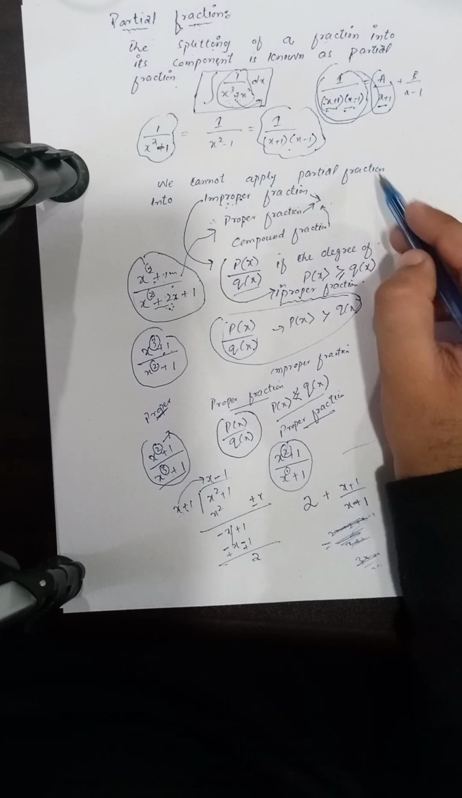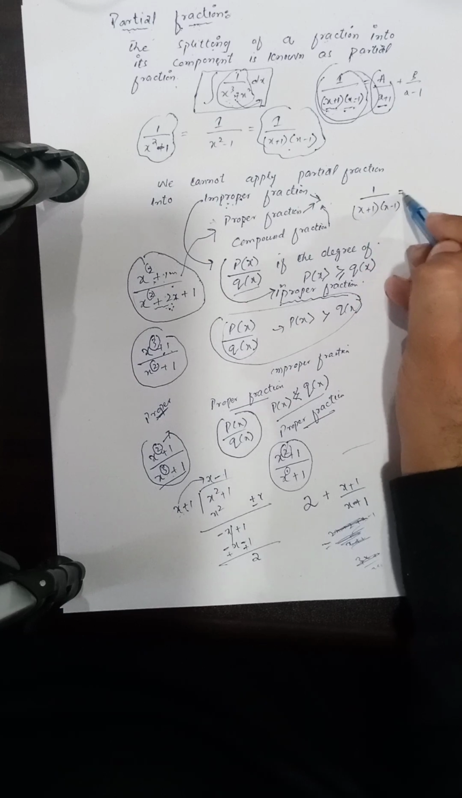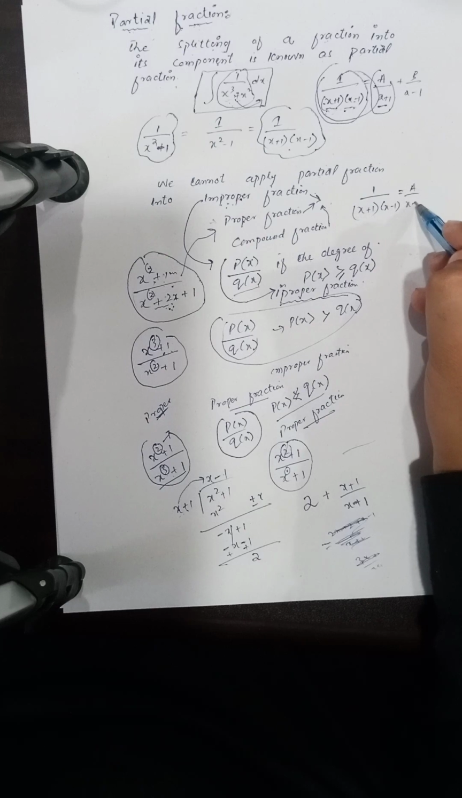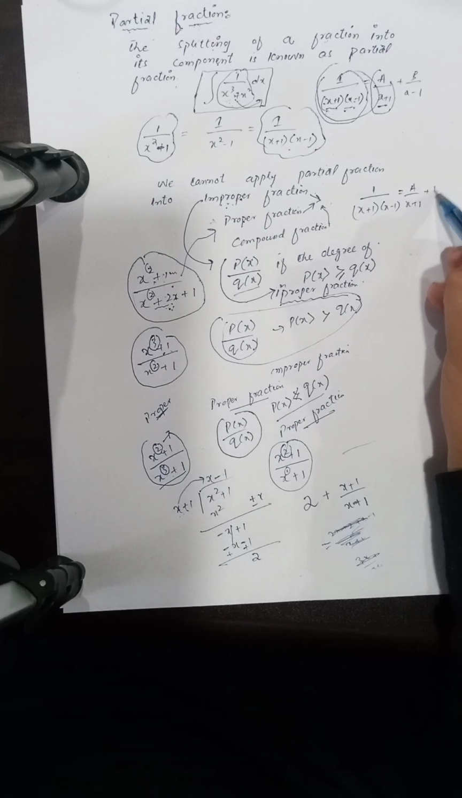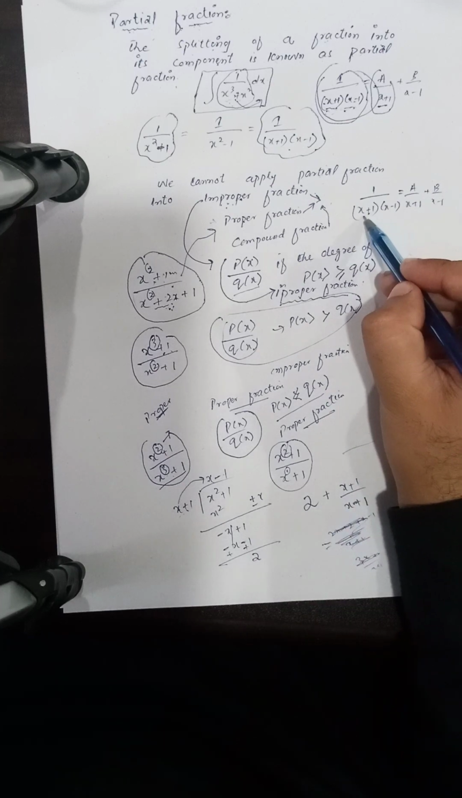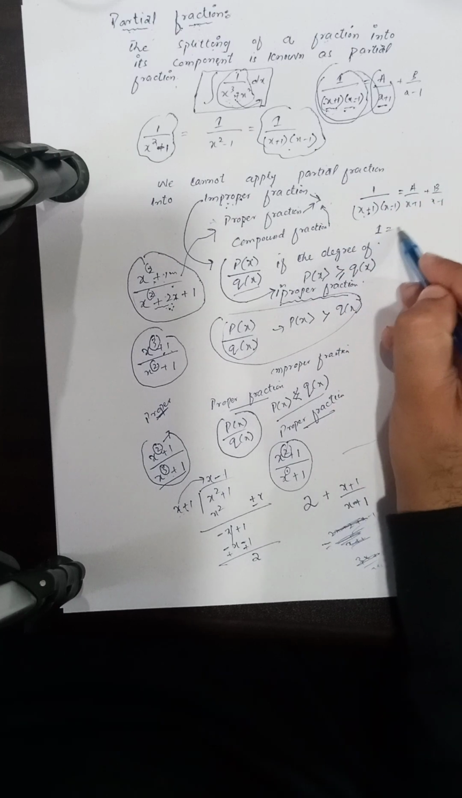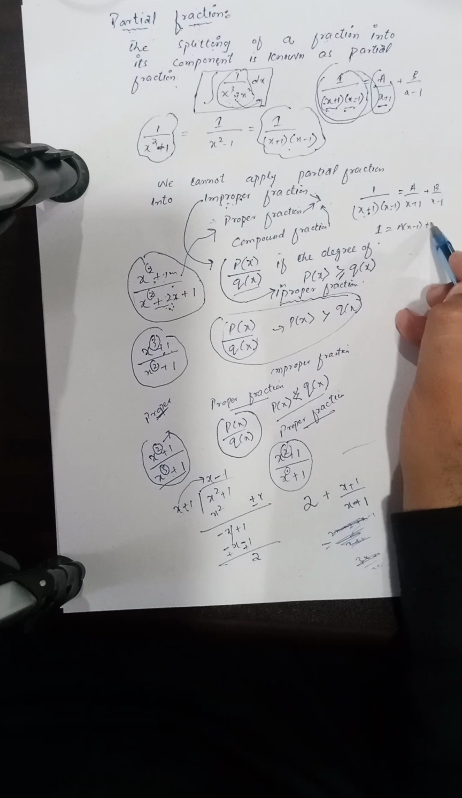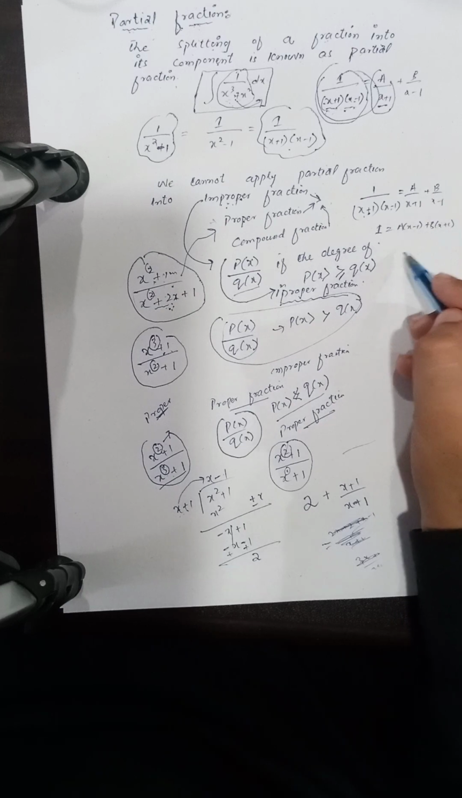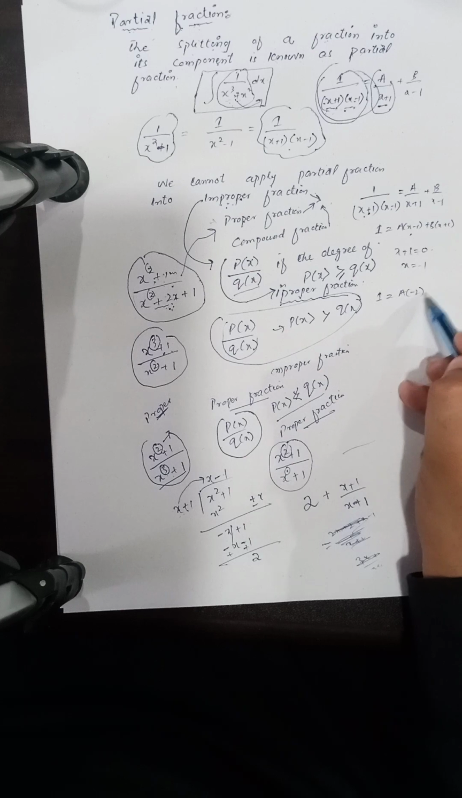If I continue the above question, then it will be equal to a divided by x plus 1 plus b divided by x minus 1. Multiplying x plus 1 into x minus 1 on both sides of this equation, 1 will be equal to a into x minus 1 plus b into x plus 1. Let x plus 1 equal 0, then x equals minus 1, so put x equal to minus 1. So 1 is equal to a into minus 2 plus 0, so a is equal to minus 1 over 2.